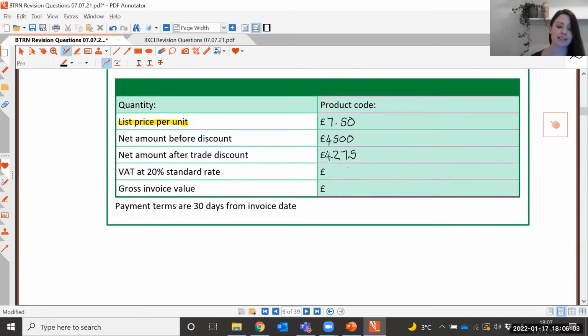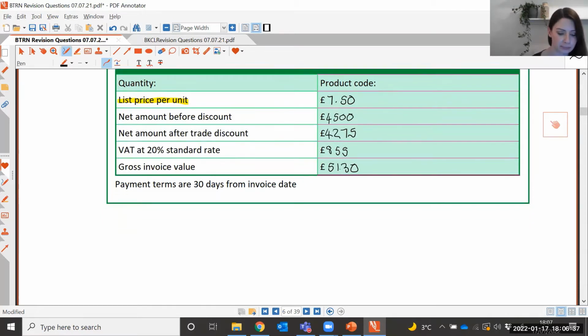And then what would the VAT amount be on that net amount? £855. Good. So just in case anyone's unsure, it's the £4,275 times by 0.2 or times 20%. So therefore, what is the gross value on the invoice? Excellent. Yes, 5,130. Good. And if you do have any questions, if you're unsure during the session, just let me know. Just if you type your question into the chat box.